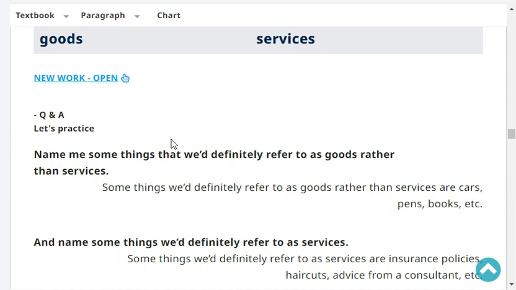Name me some things that we definitely refer to as goods rather than services. Some things we definitely refer to as goods rather than services are cars, pens, books, etc.